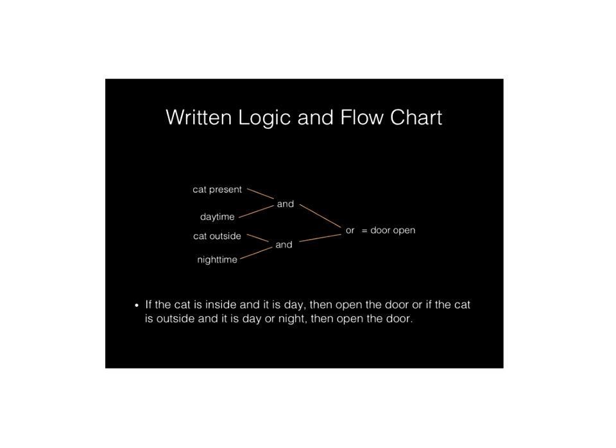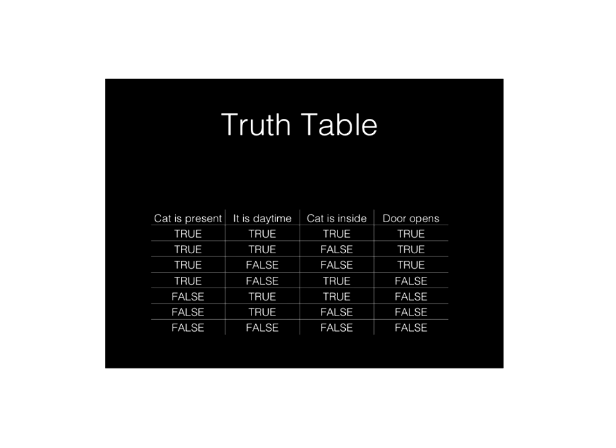This shows a flowchart, and it has the cat being present, and it needs the cat to be present and for it to be daytime to let it in or out. However, if the cat is outside and it's nighttime, then it will also open the door. But it will not open the door if the cat is inside and it's nighttime.